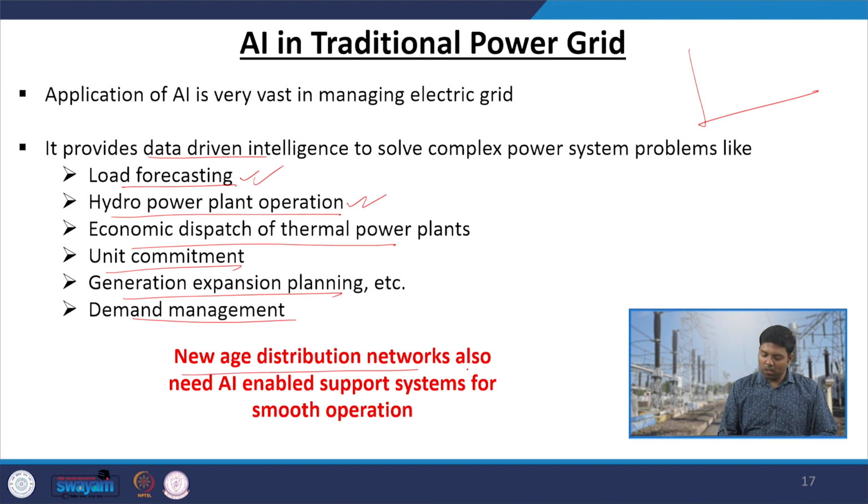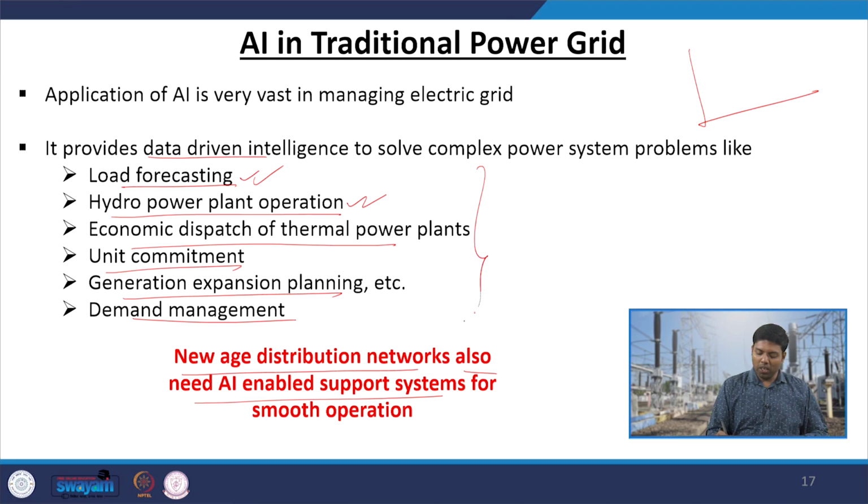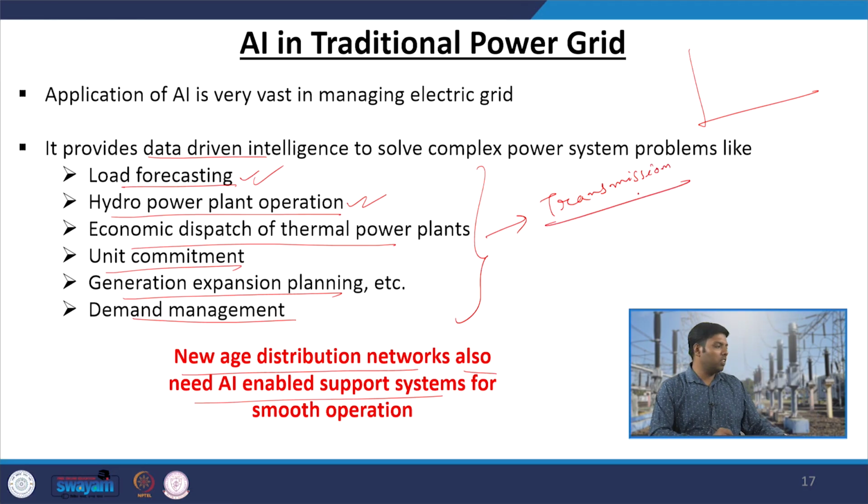But the new age distribution network also needs an AI-enabled support system for smooth operation. Previously, all these operations were generally done for the transmission network, because only in the transmission network you had responsive generators and responsive loads. But now in the distribution network also we are getting DERs and customers involved in demand response programs or demand side management. So, we need AI tools or smart decision tools in the distribution network as well.